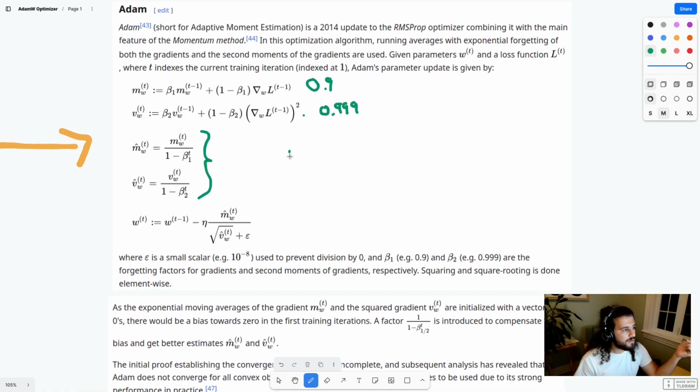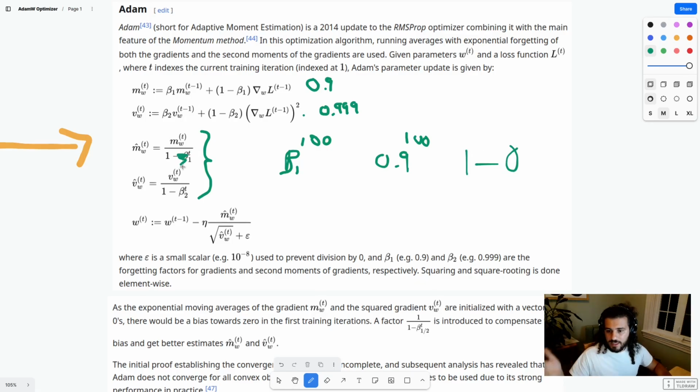So you see when we're at the very first step, let's say at 1, we're going to get, let's say for beta 1, 0.9. So you're going to get 1 minus 0.9, a very small number. So you're going to divide by a small number, so you're going to scale it up. But as we approach a larger time step, let's say 100, you're going to get a very small number because you're going to do 0.9 to the power of 100 here. So you're going to get effectively 1 minus 0, which is 1. So this will not be applied after some steps.